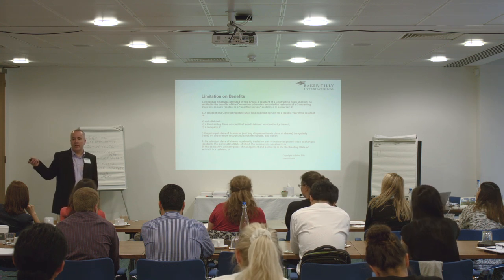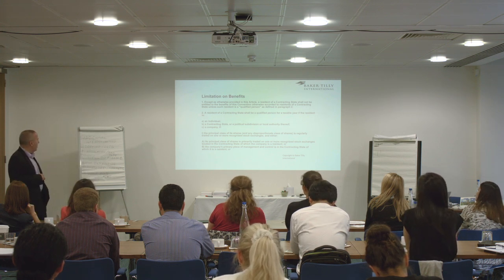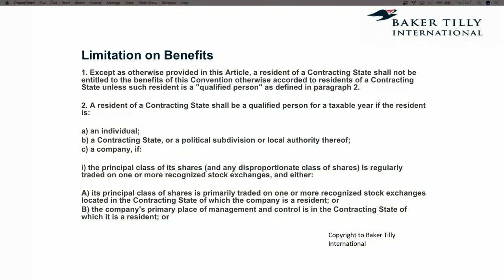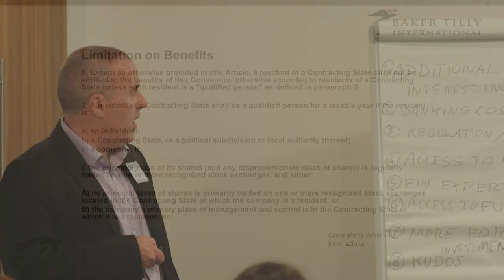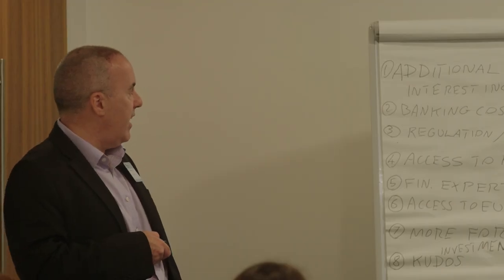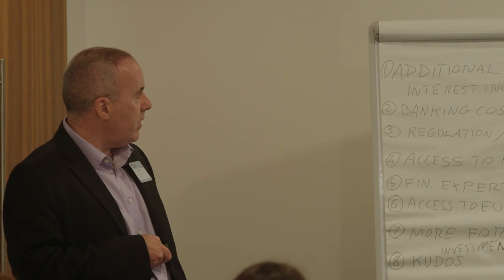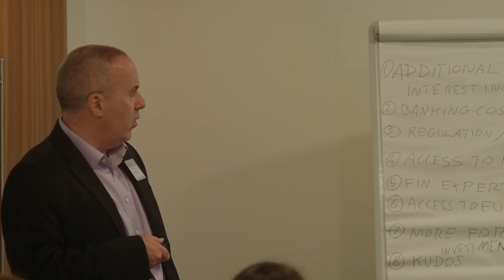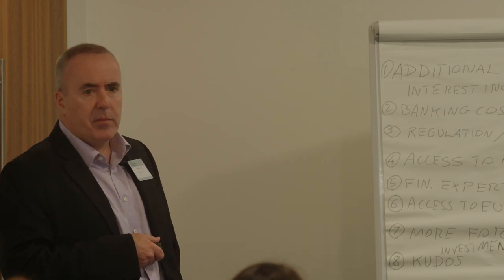Everyone see that? Okay. Can anyone tell me what B means? Little b. A resident of a contracting state, this is defining what a qualified person is. And remember, a qualified person is somebody who gets the benefit of this particular provision. A resident of a contracting state shall be a qualified person for the benefit for a taxable year if the resident is A, an individual, B, a contracting state or a political subdivision of or local authority thereof, C, a company.